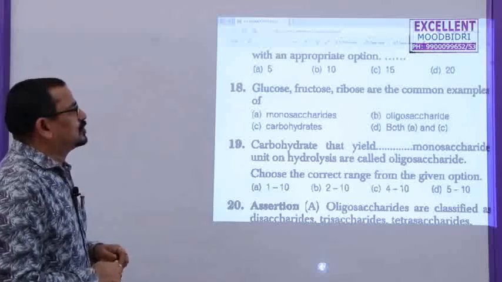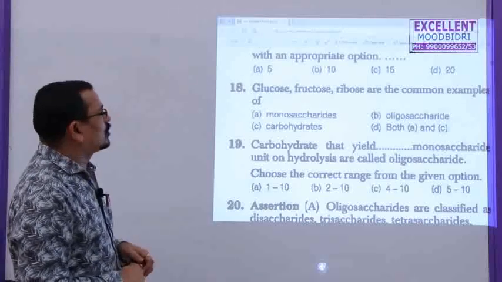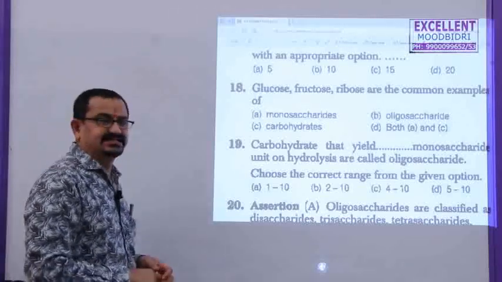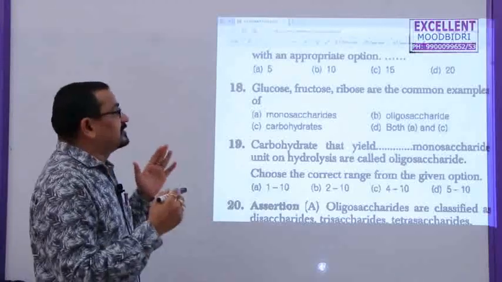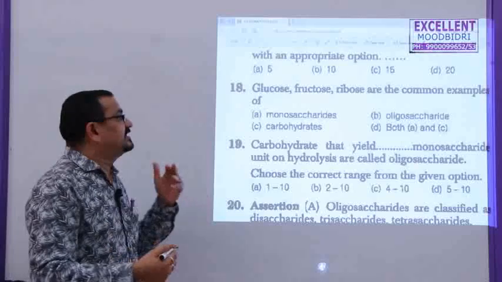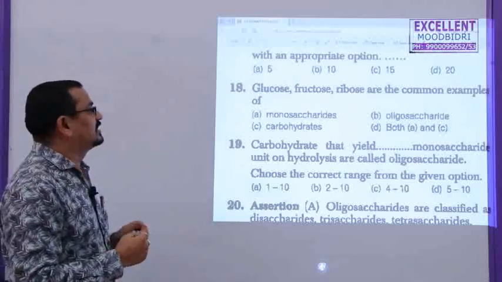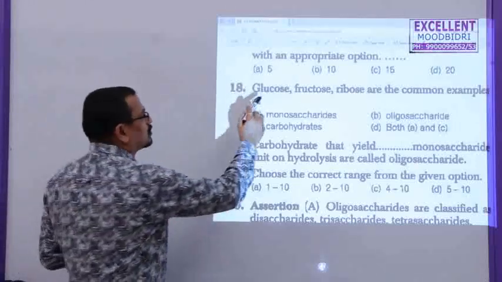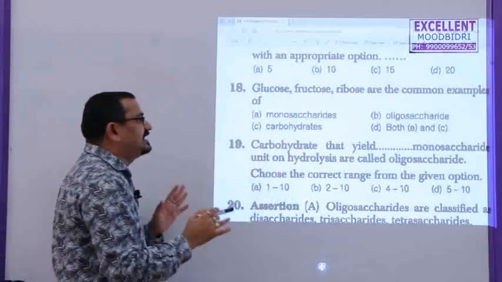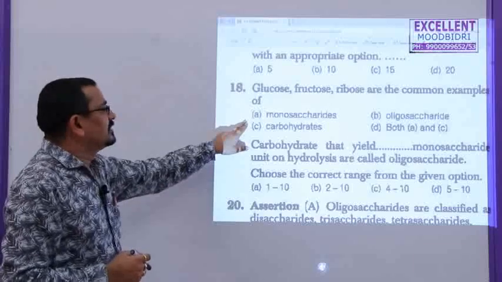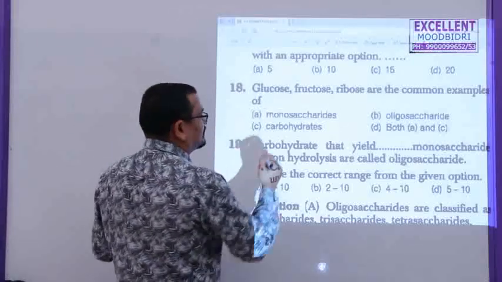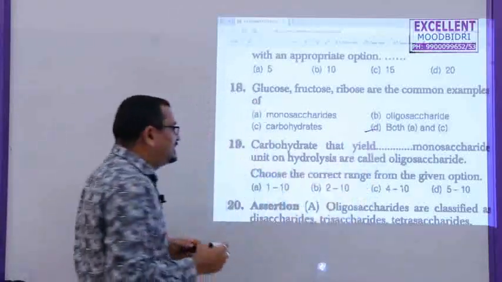See, glucose, fructose and ribose are the common examples of monosaccharides. Monosaccharides means those carbohydrates which cannot be further divided into simpler carbohydrates on hydrolysis. So glucose, fructose and ribose are carbohydrates that come under monosaccharides. So the best example for this is both A and C.